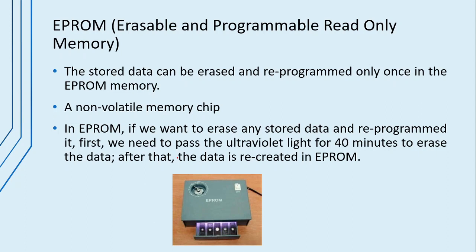So in EPROM, if we want to erase any stored data and reprogram, first we need to pass ultraviolet light for 40 minutes to erase the data. After that, the data is recreated in EPROM. This is the tool by which you can write the content in EPROM. If you want to delete it, you have to provide ultraviolet rays for 40 minutes to delete the saved data, and then you can rewrite it. So this is the EPROM.